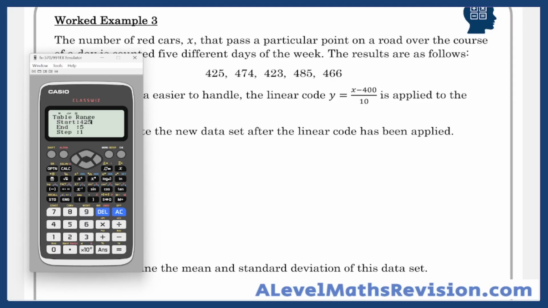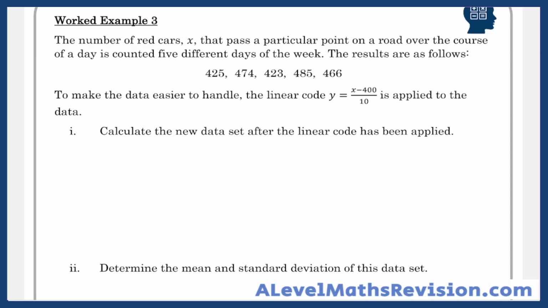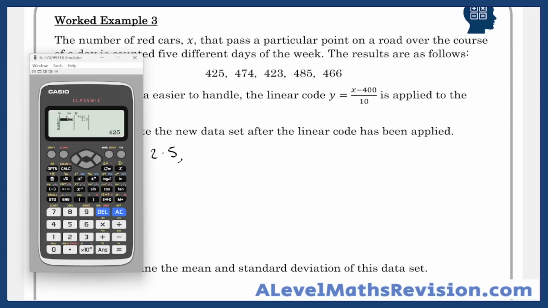And we'll start at 425 and end at 425, the first item in the list. And we see there that it gives us 2.5 as the first value. So 2.5 is the first value. Now what this allows us to do is just change this value. So if I put 474 in there, like that, it tells me it's 7.4.